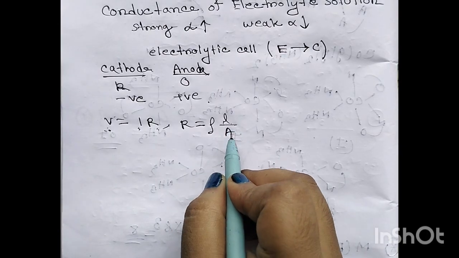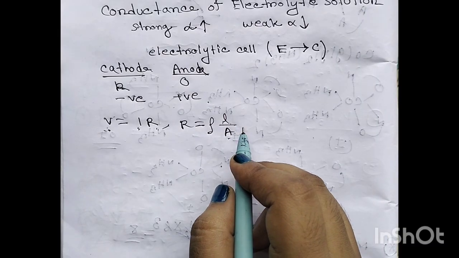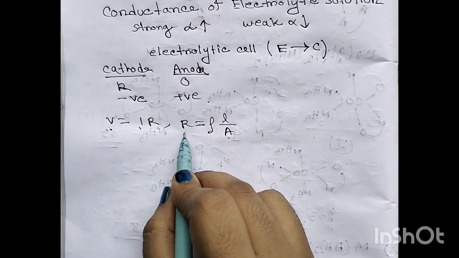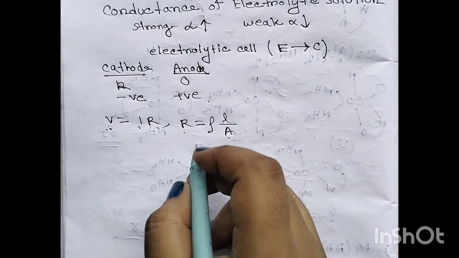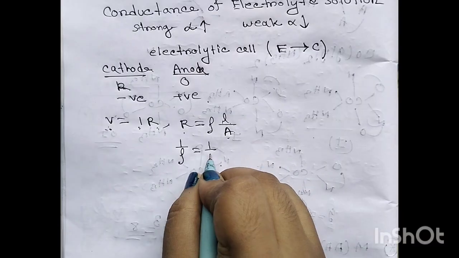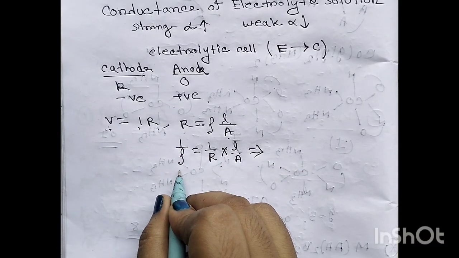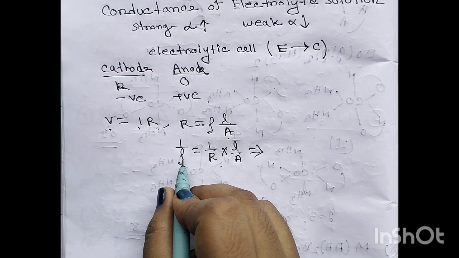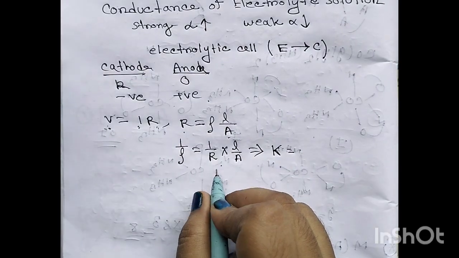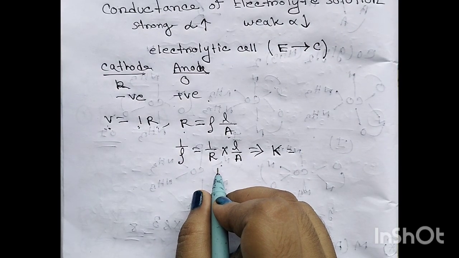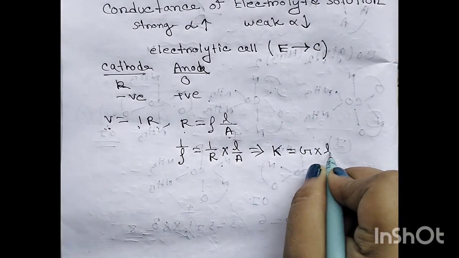Okay, here L by A is called cell constant। L by A को cell constant बोला जाता है, ठीक है. And R, we know, is resistance. Now rho is resistivity. Here we can write 1 by rho equals 1 by R into L by A. 1 by resistivity is called kappa, conductivity. Kappa equals 1 by R, 1 by resistance is called conductance. Kappa equals G into L by A.